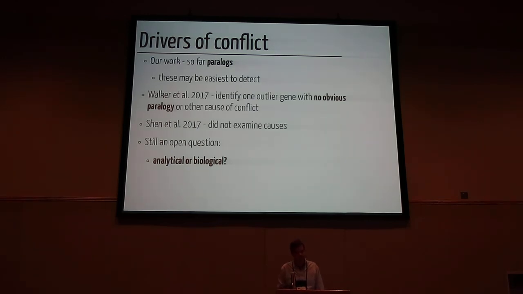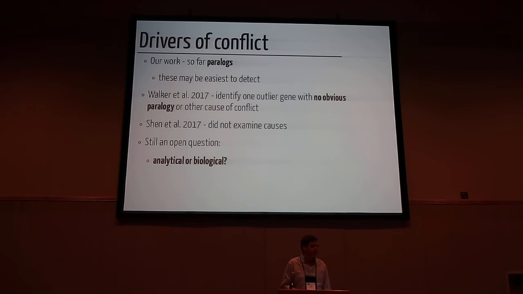In that Walker et al. paper, they found one outlier gene that had no clear evidence of paralogy, had no clear evidence of other sorts of prosaic error, and they suggested that this gene may be a genuine but rare product of the evolutionary process. It's still sort of an open question. Shen et al. has found the most outliers to date, but they didn't go into causes, at least not yet. So really, this is still an open question.